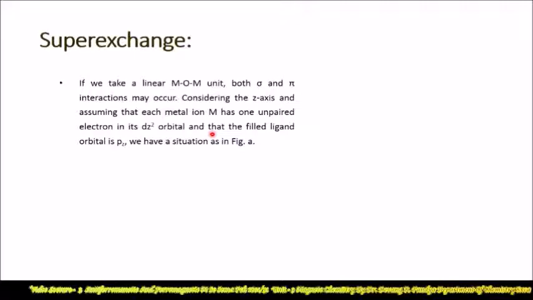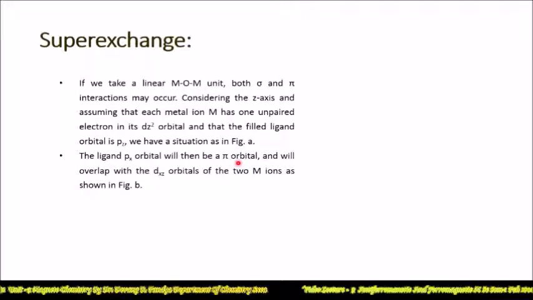We have a situation which we can see in figure A in the next slide, and the ligand px orbital will then be a pi orbital and will overlap with the xz orbital of the 2 metal ions, as we can see in the next figure B. Since the metal ions have incompletely filled d orbitals, one of the electrons from the filled ligand p orbitals may move into the orbital of one of the metal ions.